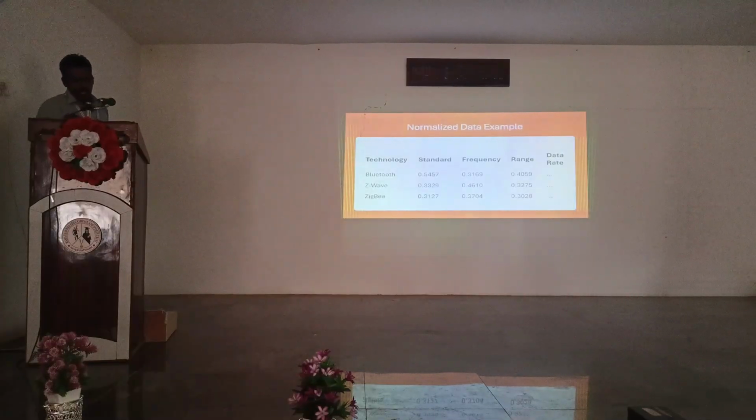Normalized data. After applying the normalization formula, we obtain the normalized decision matrix. For example, Bluetooth has normalized values such as 0.5457 for standard and 0.3169 for frequency. These normalized values ensure that all criteria are represented on a common scale.